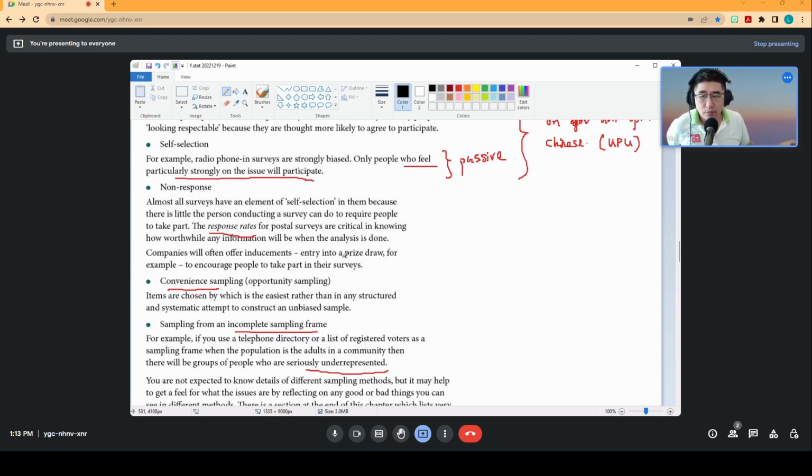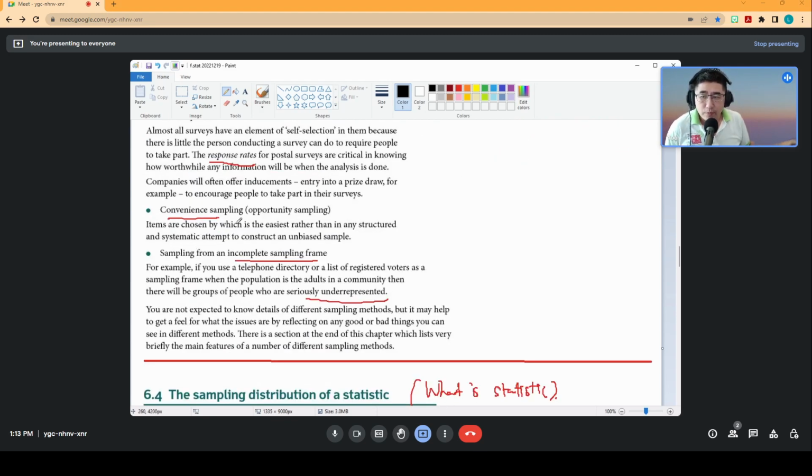Convenience sampling, or opportunity sampling. Items are chosen because they are the easiest, rather than by any structured or systematic attempt to construct an unbiased sample. Maybe I want to survey A-levels results from Malaysia, but I only choose the A-levels in Chempaka, which of course is just convenient.